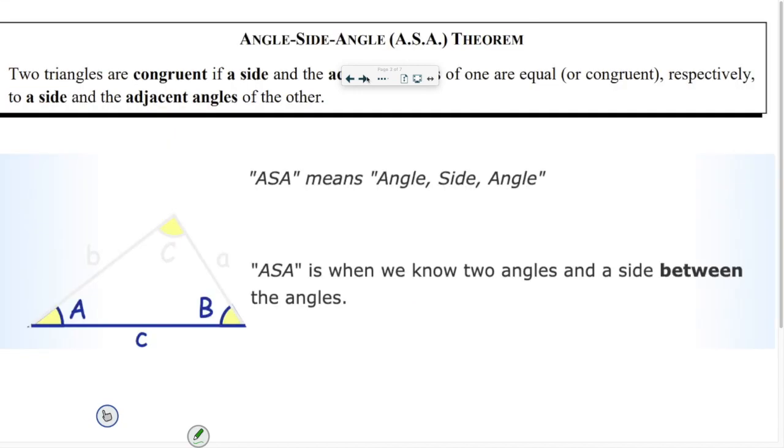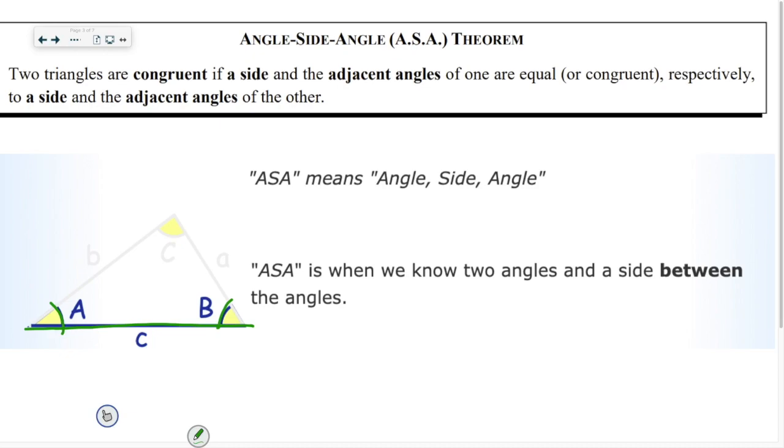Let's look at our second theorem. Okay, and our second theorem says angle, side, angle. Same idea here. Two triangles are congruent if you have one side being congruent and the two angles on that side are also congruent. Okay, same exact thing.